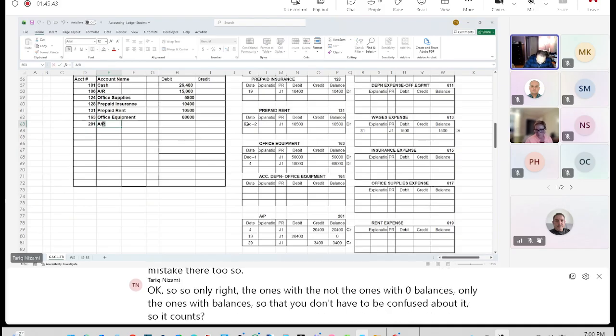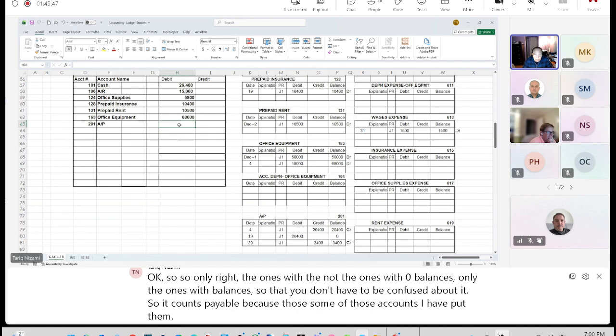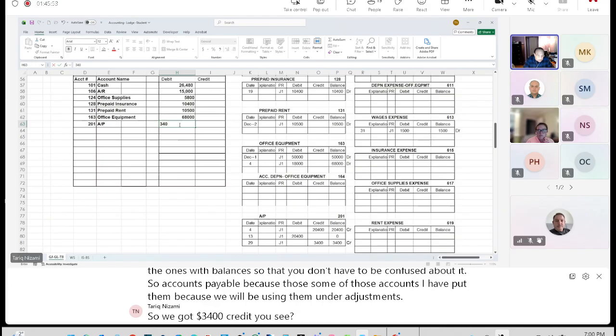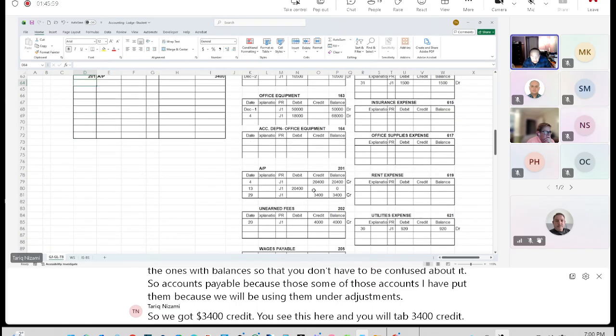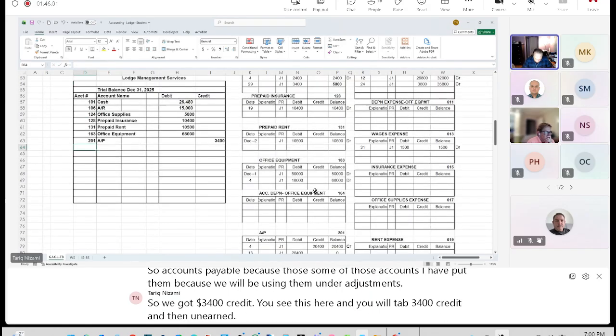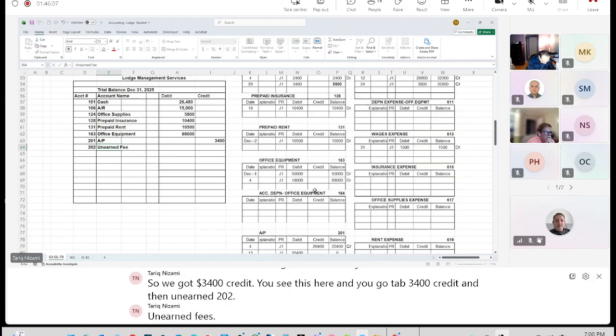So accounts payable, because some of those accounts I have put them because we will be using them under adjustments. So we got $3,400 credit. You see this here, and you go 3,400 credit, and then unearned 202, unearned fees, and that's 4,000 credit.